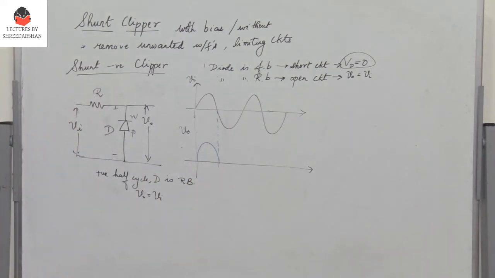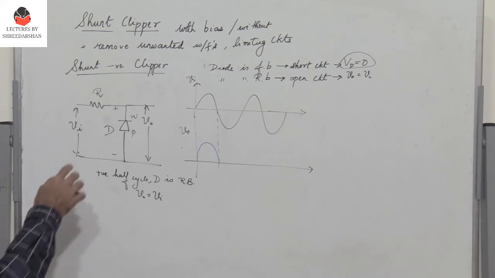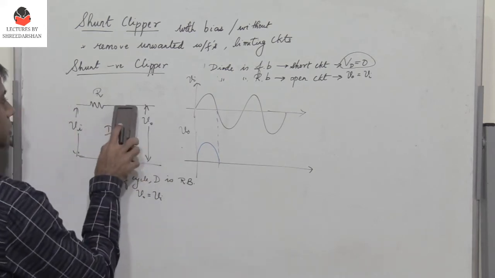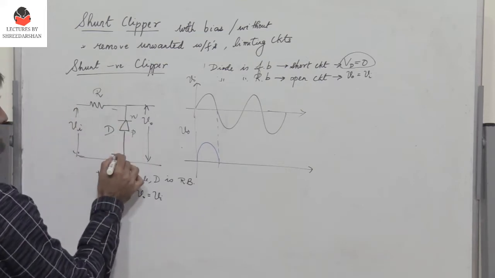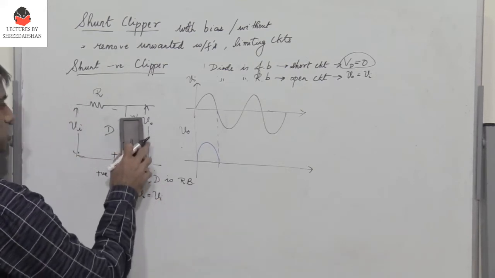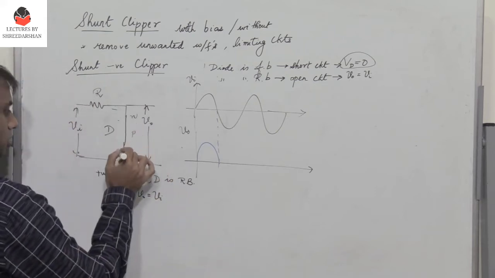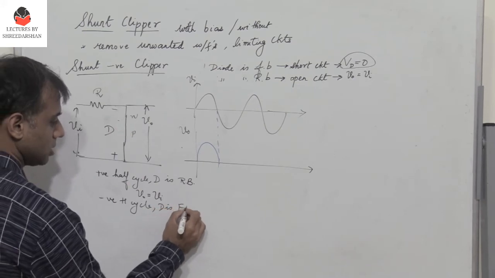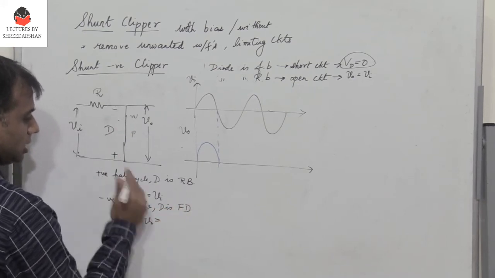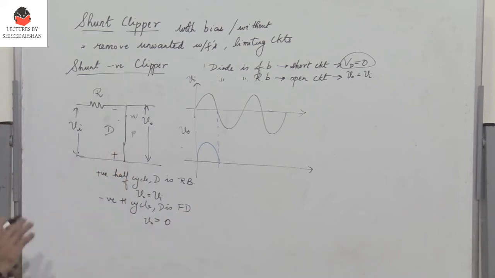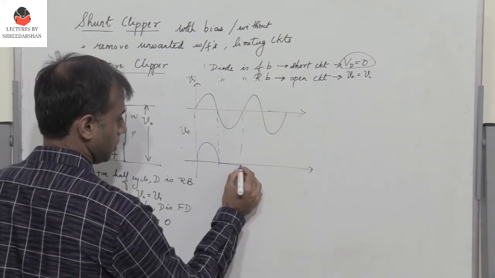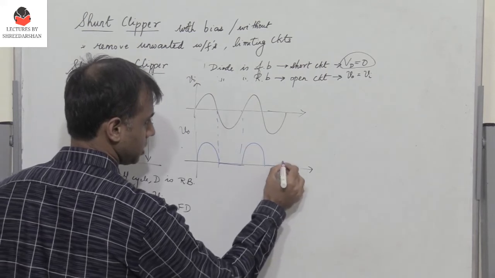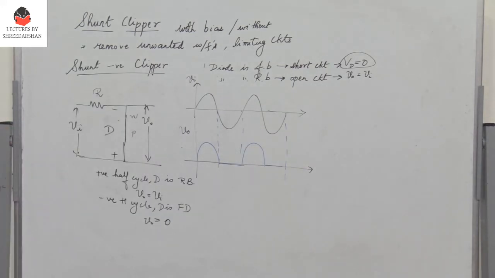Whereas during the negative half cycle, when I have minus and plus here, the diode is forward biased, so it behaves like a short circuit. Therefore the output voltage is 0, because we assume that the diode is ideal. So the output is 0. So I have the negative half which gets clipped. This is the output waveform that we observe.